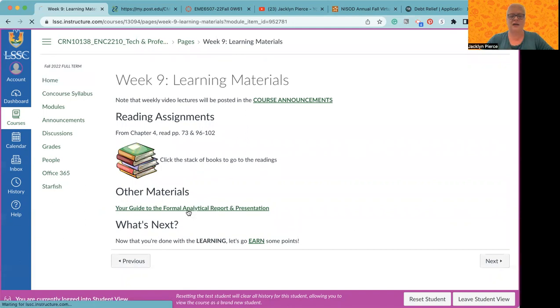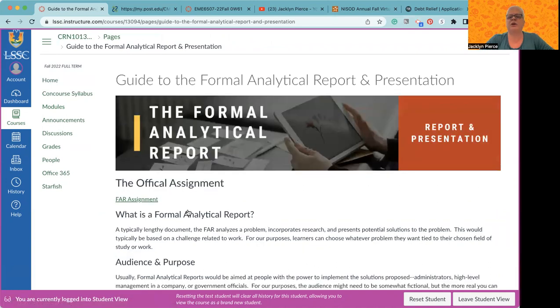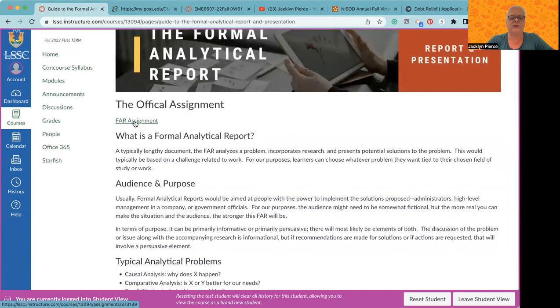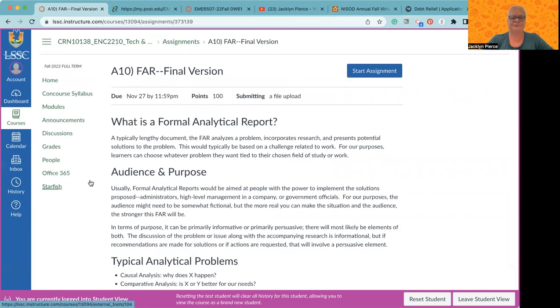This is our guide to the formal analytical report and presentation. This is my information, and it's got some links in here, including a direct link to the actual assignment. So I'm going to go over that, even though it's not due yet.